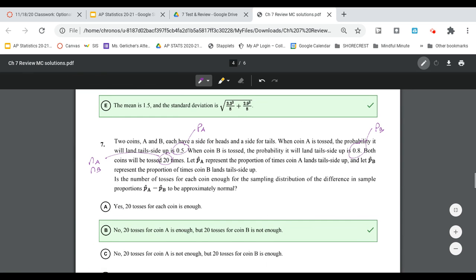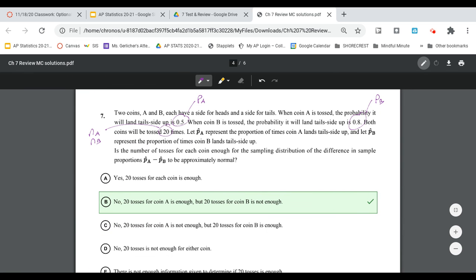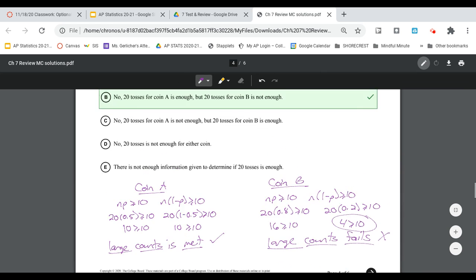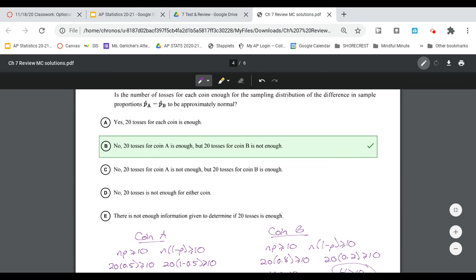Okay. For 7, I wrote my work down here. It's large counts again, and you have to test it for each sample, for coin A and for coin B. Coin A just barely meets it. You get 10 for both of them. And coin B fails here. So 20 tosses is enough for coin A, but not enough for coin B.